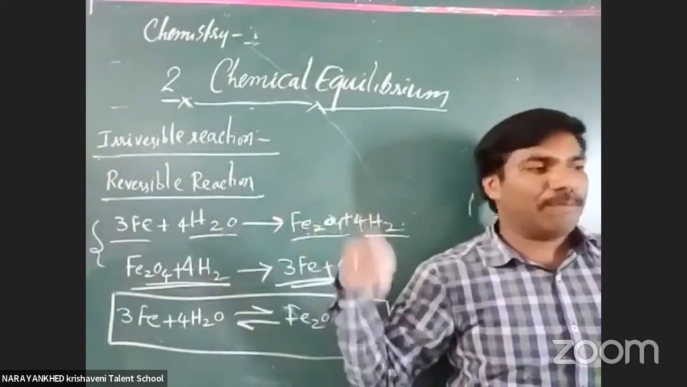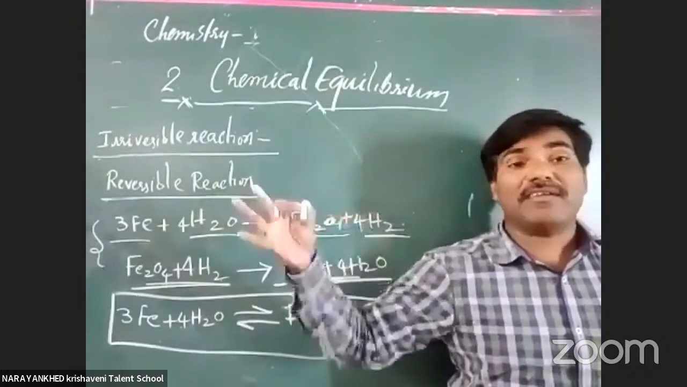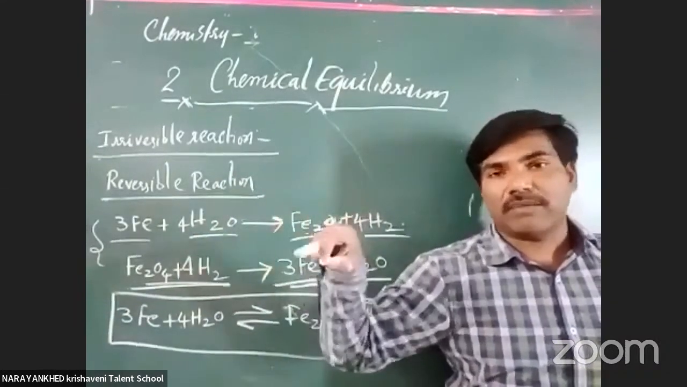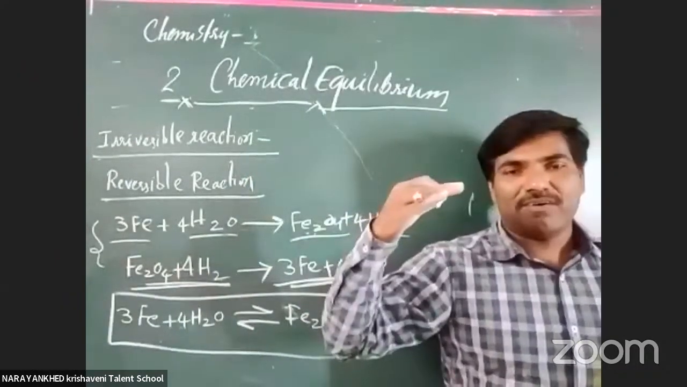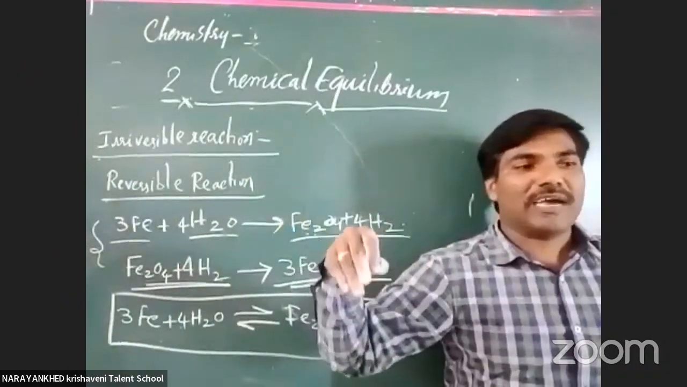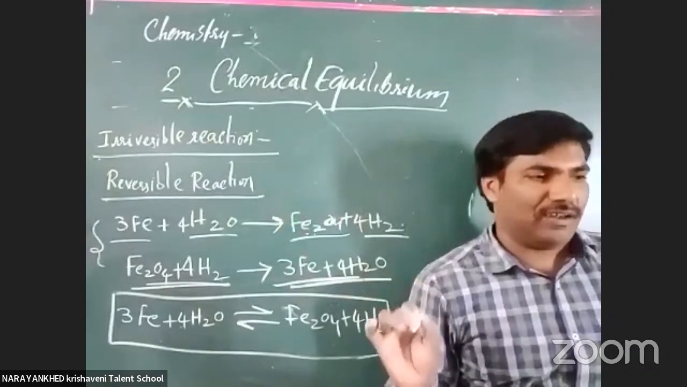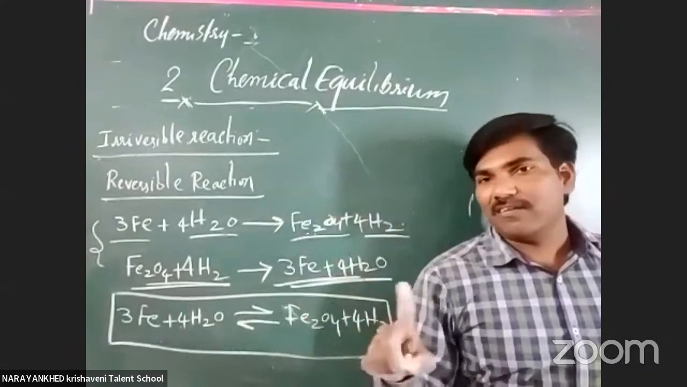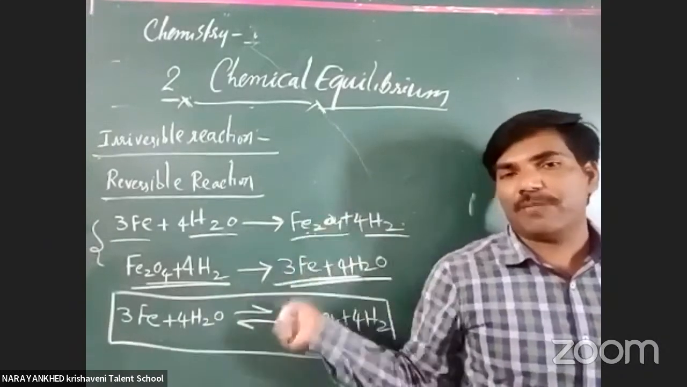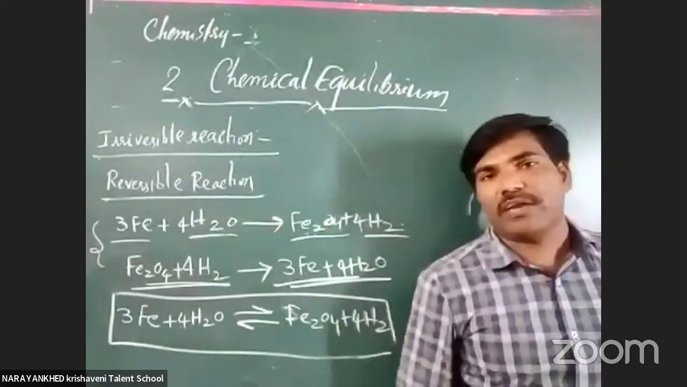Now, after completion, we imagine that it is completed, but after some time, the completed reaction again starts in the reverse direction. That's why it is not unidirectional, it is bidirectional. Clear or not? It is bidirectional, and it is not complete. These are the main properties of our reversible reaction.